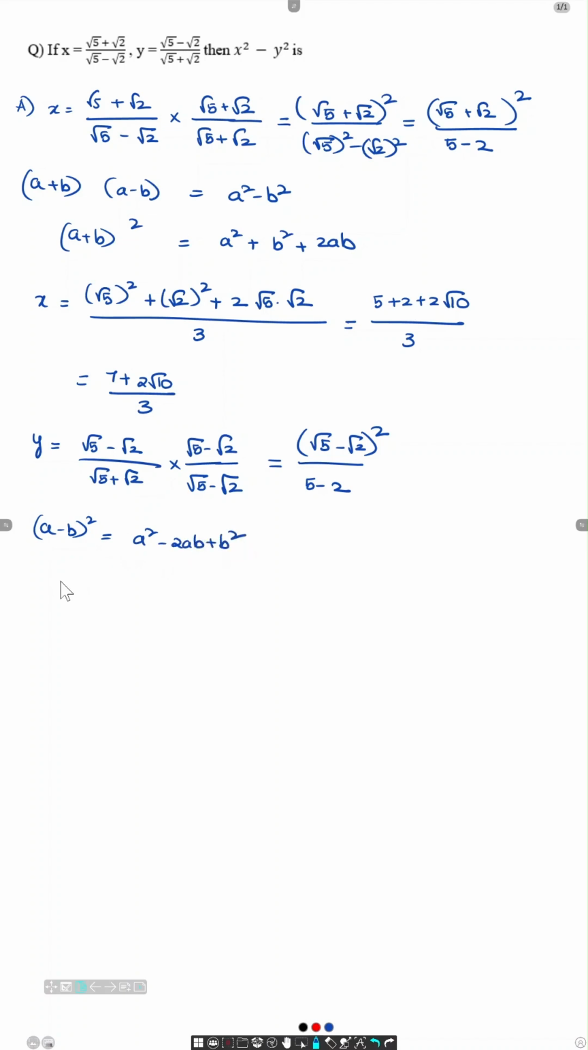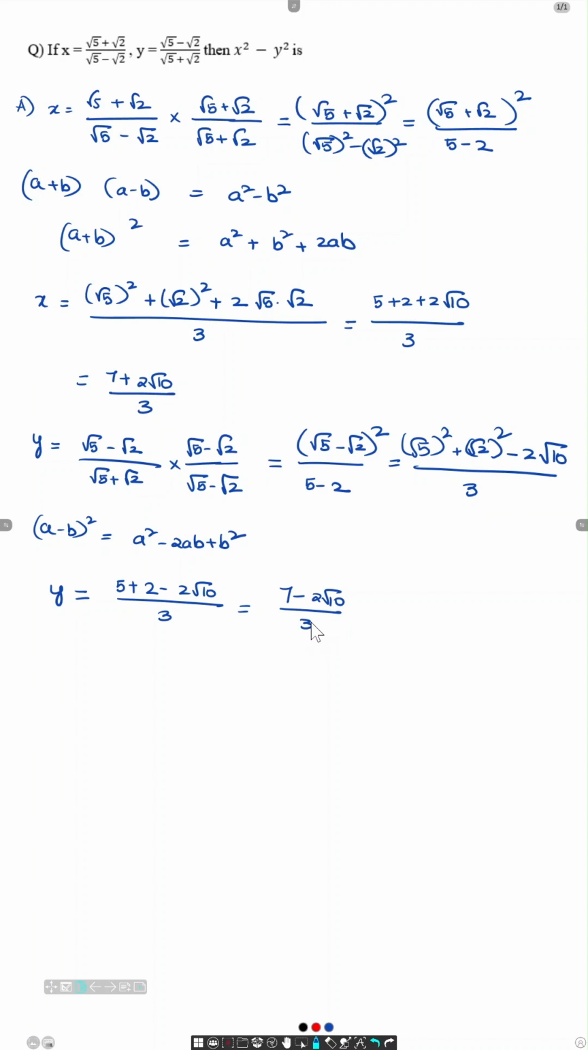So that gives us the numerator as (root 5 whole square) plus (root 2 whole square) minus 2 root 10, whole divided by 5 minus 2, which is 3. So y gives us (5 plus 2 minus 2 root 10) by 3, which is nothing but (7 minus 2 root 10) by 3.